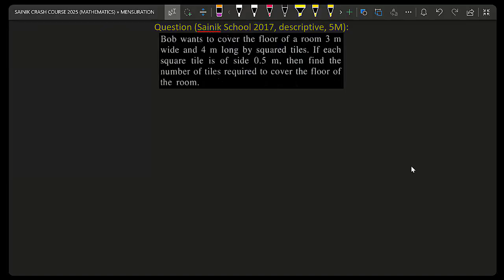Sir, we should do area by area. Sir, the floor area and the tile area. Okay, what is the area of the floor of the room? Sir, first the area of the floor of the room.